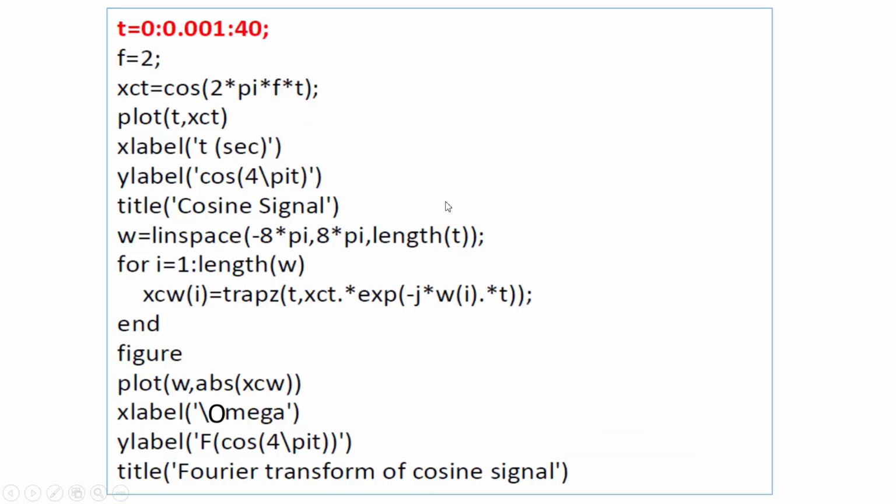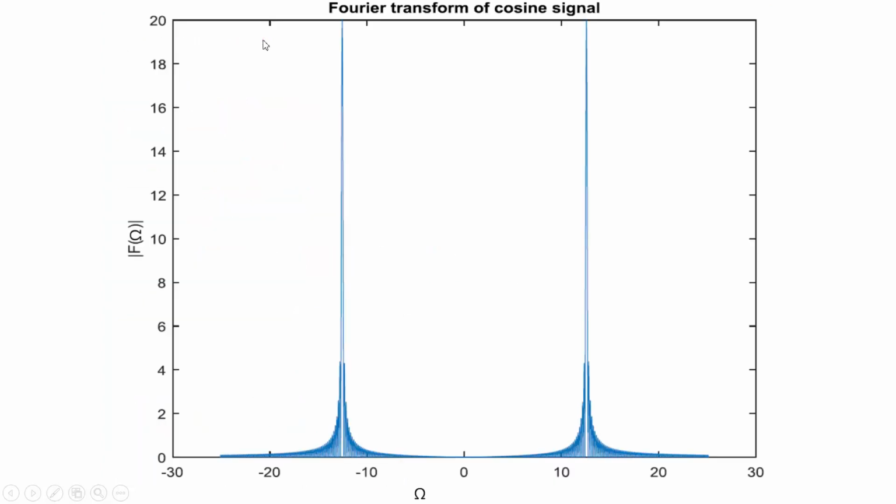Now, if you further increase the time scale from 0 to 40, you will see that you will get even finer peaks representing the frequency in the Fourier transform of the cosine signal. So that's how you can calculate the Fourier transform of the cosine signal for the continuous time signal.